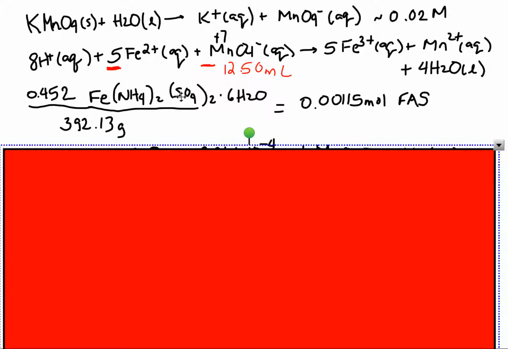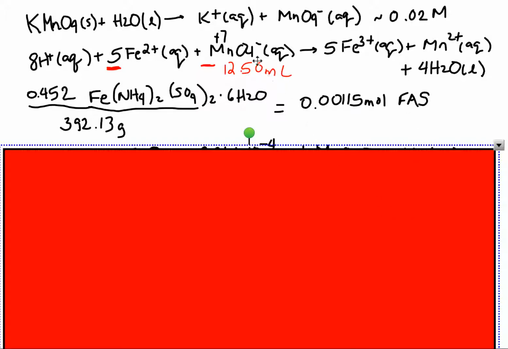If you take the molar mass of this whole thing, you get 392.13 grams. You take your mass of the ferrous ammonium sulfate, divide it by its molar mass, and you get that value, 0.00115. You'll notice I took a little significant figure license. Never mind. So I have 3 significant figures in my mole value of ferrous ammonium sulfate. Great. FAS, ferrous ammonium sulfate, by the way.